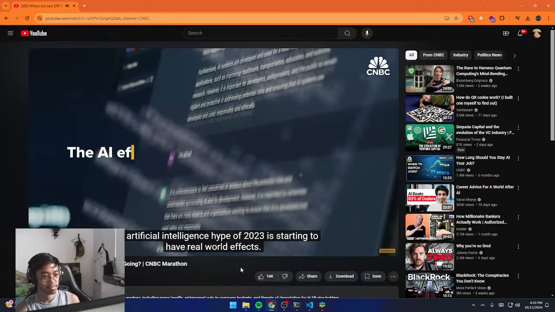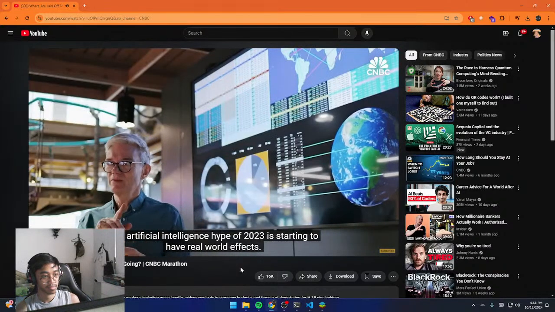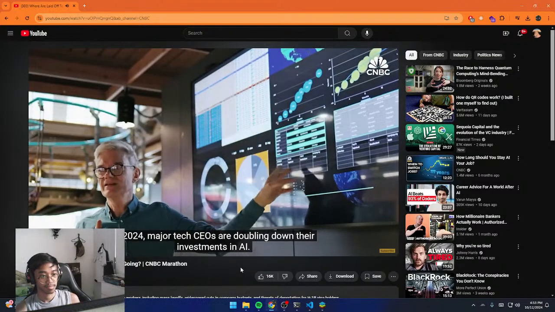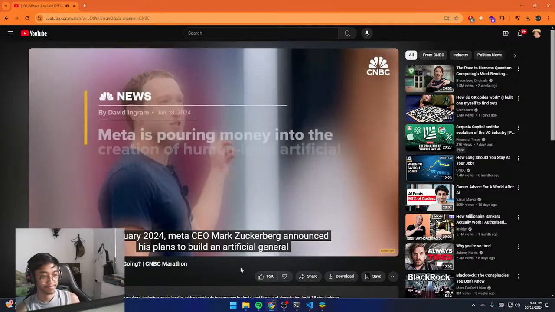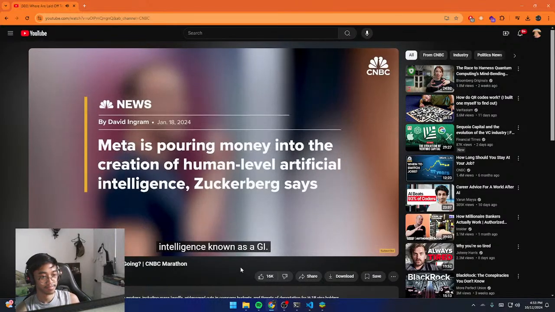The artificial intelligence hype of 2023 is starting to have real-world effects in 2024. Major tech CEOs are doubling down on their investments in AI. In January 2024, Meta CEO Mark Zuckerberg announced his plans to build an artificial general intelligence known as AGI.